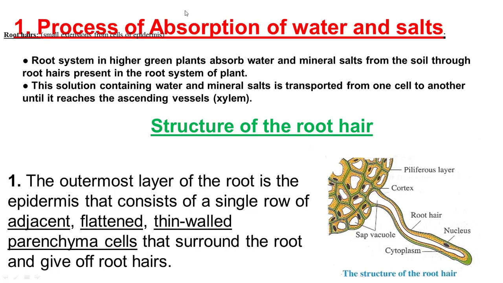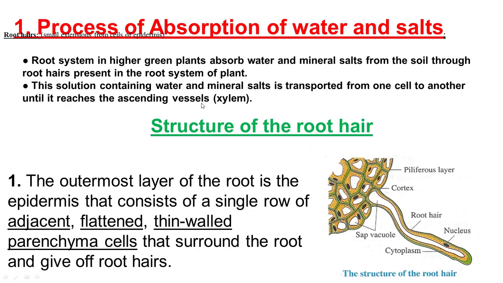First, the process of absorption of water and salts. The root system is the system responsible for absorption of water and mineral salts. The solution containing water and mineral salts is transported from one cell to another until it reaches the ascending vessel, or xylem. So its mission is to bring water and mineral salts from the soil outside to the xylem inside the root.